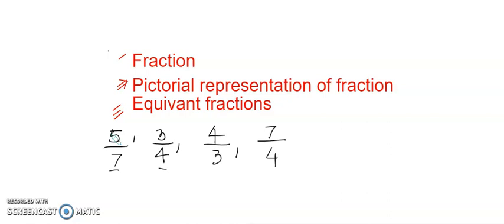So what are fractions? Just take a look at these numbers: 5 over 7, 3 over 4, 4 over 3, 7 over 4. When we represent the numbers in this way, we call them fractions. The number written at the top is called numerator, and the number written at the bottom is called denominator.